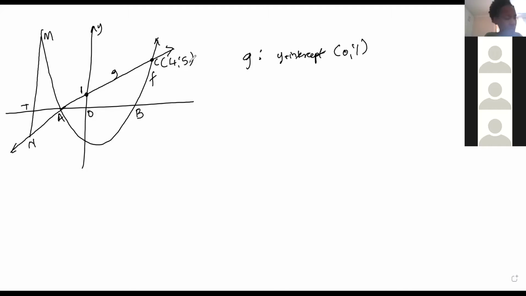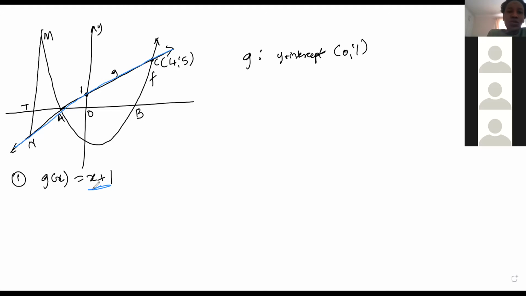Okay. Then the first question, they say, show by means of your calculation that g(x) is x plus 1. Okay. So G is the straight line again. So it's this line. So we want the equation for that. They want us to find this equation.